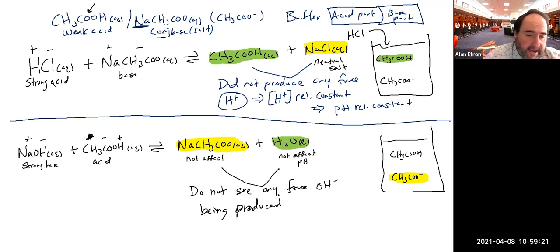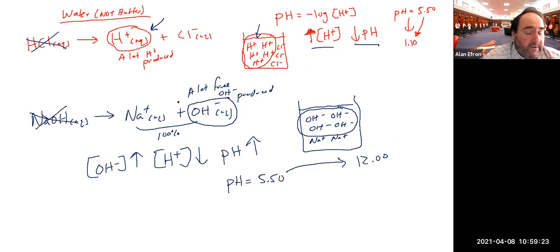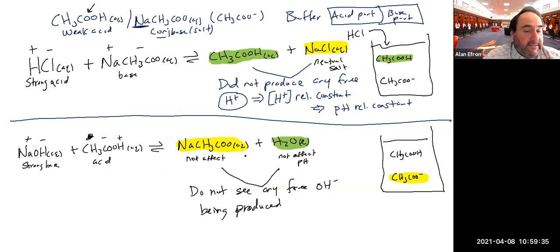So if we look back again at our sodium hydroxide in water, we produced a ton of free OH minus, right? All over the place. It was that OH minus that affected the pH. Here, when we add the same base to our buffer, we do not see any OH minus. So what does that mean? It means that pretty much our OH minus remains relatively constant.